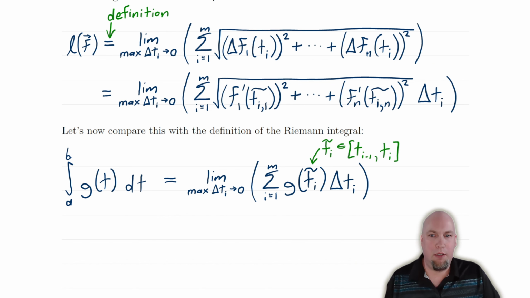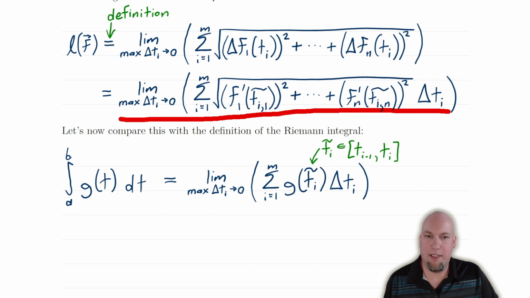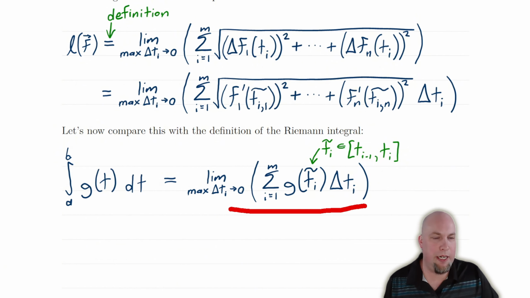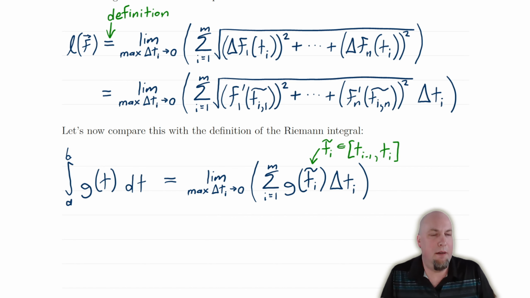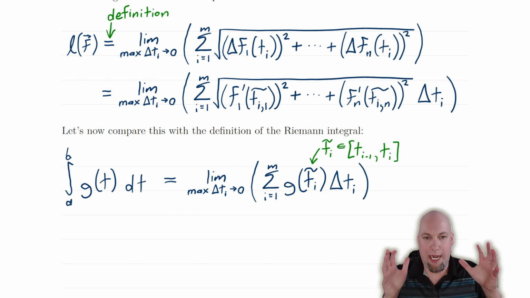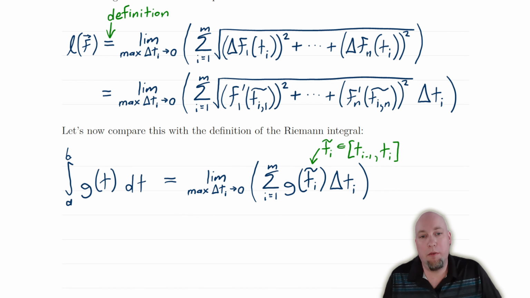Okay. And well, this thing here looks a heck of a lot like this thing down here, right? This thing up here looks like a Riemann sum. It looks like the Riemann sum definition of a definite integral. So I would like to pin that down. The only thing I've got to do is figure out, okay, well, what is the g? In this thing here, what is the function g?